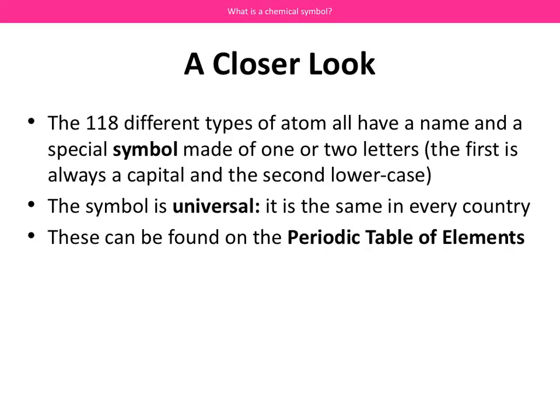Now, all of those different types of atom, or all of those elements, the 118 of them, they all have a name and they all have a special symbol made of just 1 or 2 letters. The first letter will always be a capital and the second, if there is a second, will be lowercase. Now that symbol is universal, it's the same in every country. It allows science to communicate right around the world, and all of those symbols can be found on the periodic table. In fact, in a sense, you've already sort of seen them very briefly. But what we need to do is look at them now a little bit more closely.